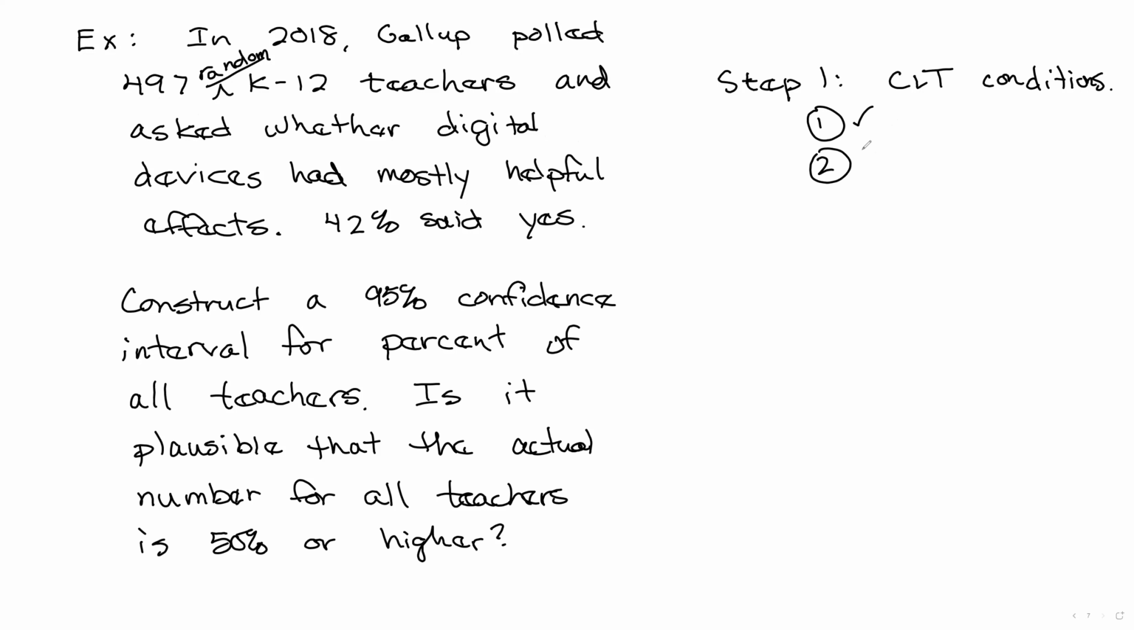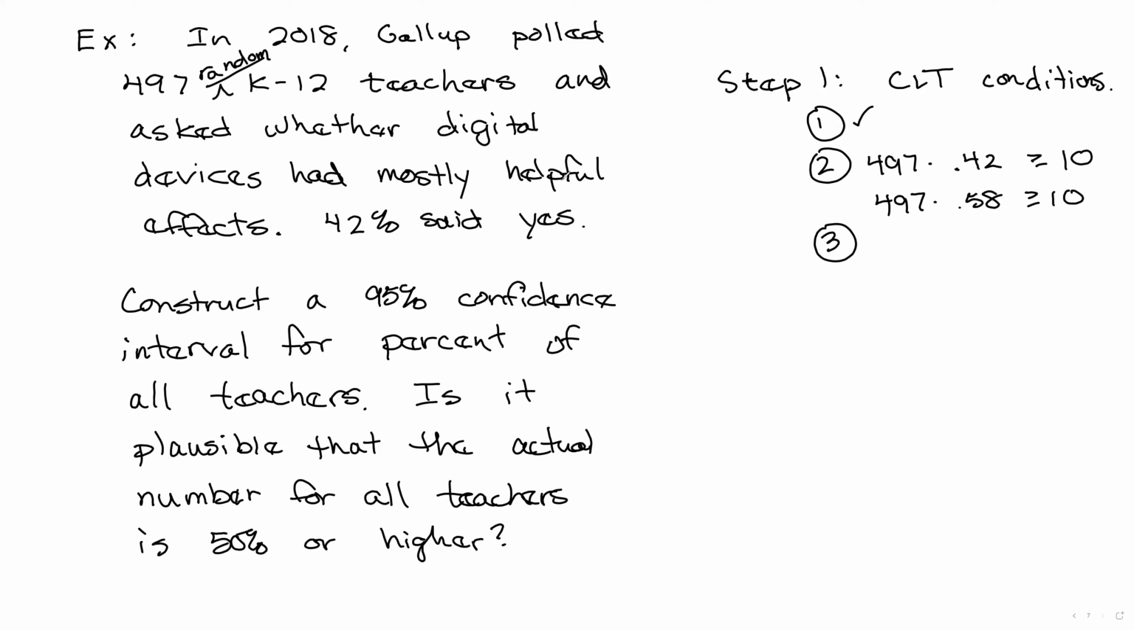Condition two, we need to have a large enough sample that we've got 10 successes and 10 failures. So if you take 497 times 0.42, I didn't check the math on this, but that's going to be way bigger than 10. And if you take 497 times one minus that, that's going to be 458. That's also way bigger than 10. So our two conditions for size are met.